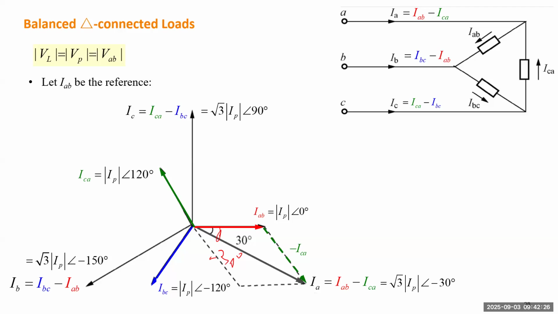So IC will be upright with 90 degrees, and IB will be lagging IAB by negative 150 degrees. So one is 90 degrees, this is 150 degrees. Okay, so we know the line current will be 1.73 times the phase current.